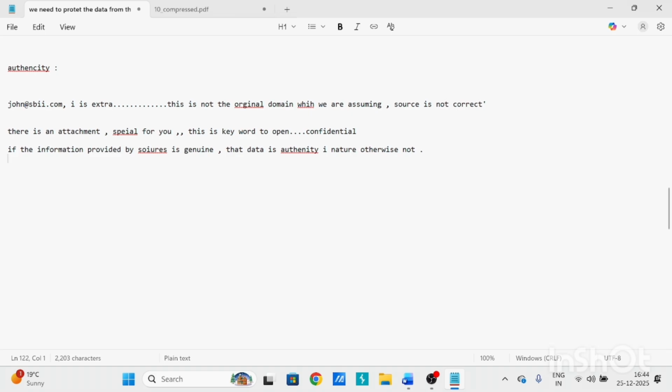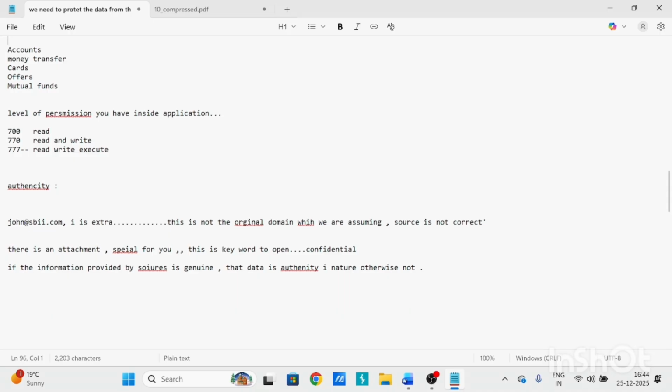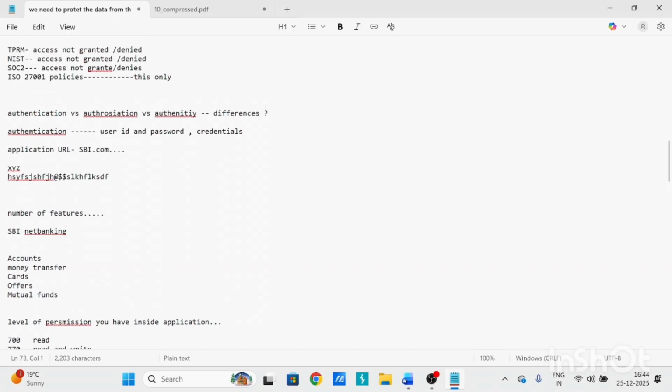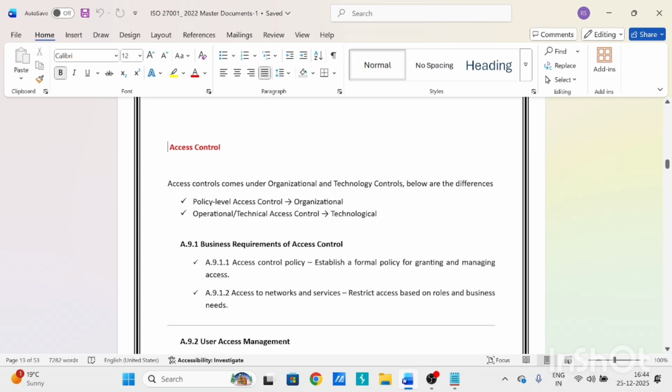When checking the authenticity of data, you must check from where this data landed in your mailbox or any letters like that. First you need to verify who has sent it, whether the sender is legally attached to a genuine organization or not. So this is the basic difference between authentication, authorization, and authenticity.